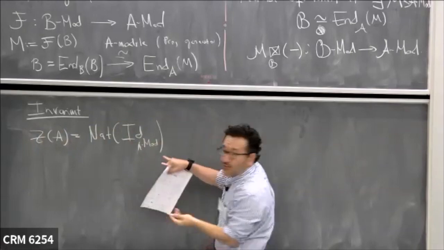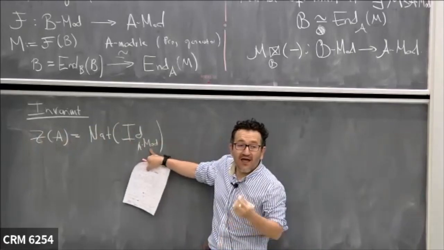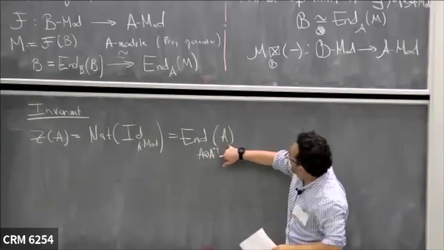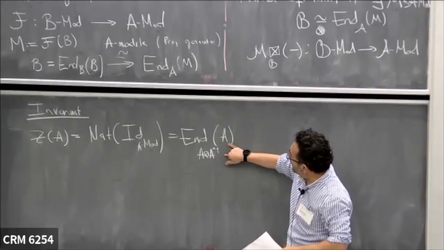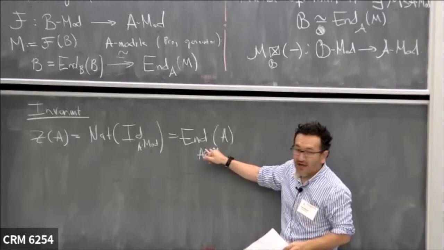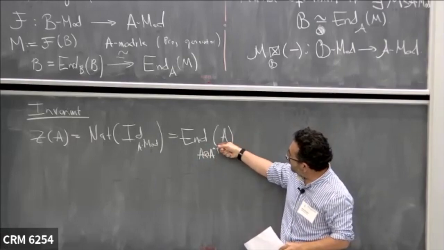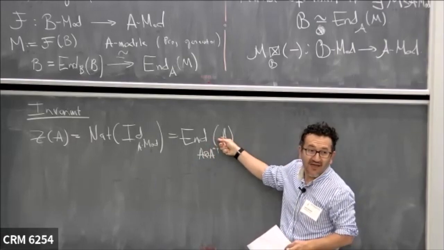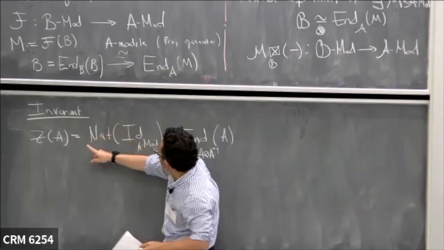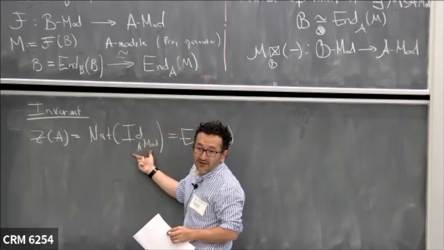Or in other words, because you can think of the identity functor as the regular bimodule, as endomorphisms that are linear with respect to the action of this. Or in other words, endomorphisms as bimodules, as A bimodules, okay? And so look that we are describing the center of the algebra in terms of something of the category. That's the reason why this is a Morita invariant.